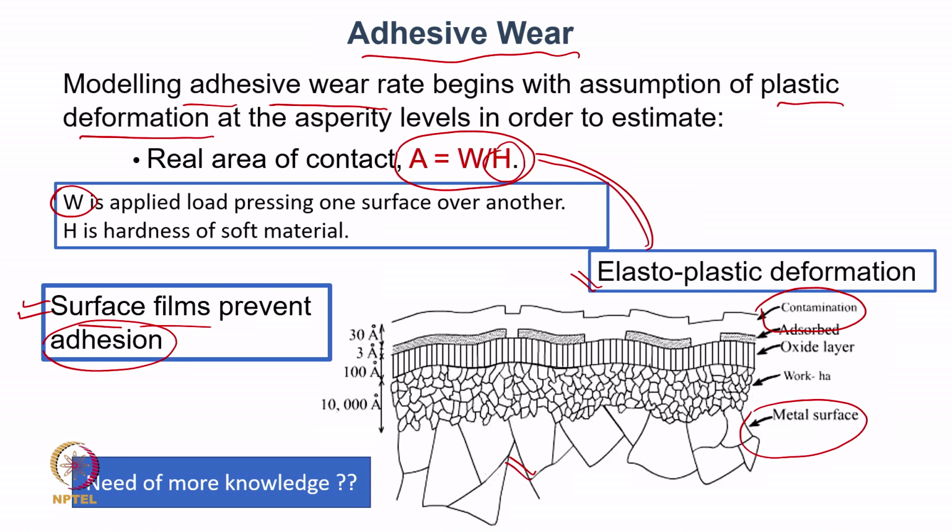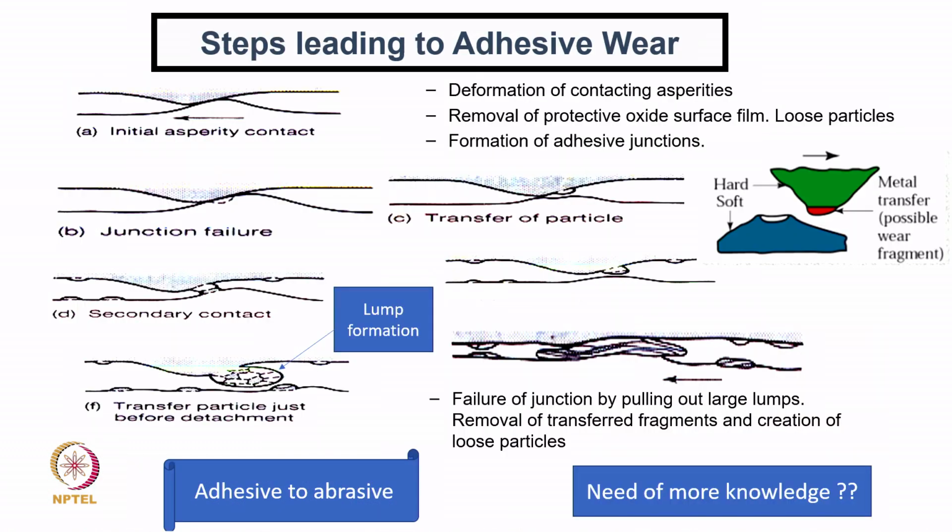So, the environment, in a natural way, is helping metals to reduce interface shear strength when they come in contact with other metals. So, that is an important aspect. The question comes: whatever we have understood, are we ready to model adhesive wear, or do we need more knowledge related to adhesive wear for modeling purposes?